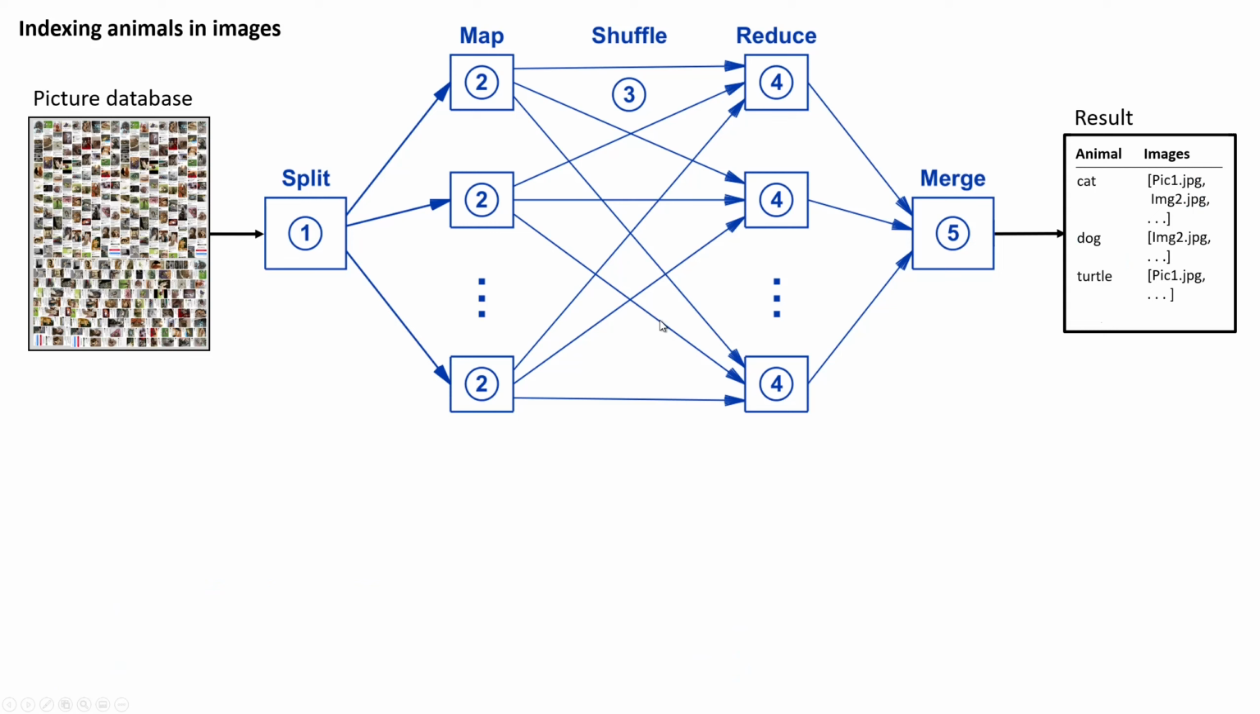And we can give many examples of applications that fit the MapReduce paradigm. So let's say that we want to index animals in images. We have a database of images, and we want to know for each animal which pictures that animal appears in. So in our result, we want to know for each animal, like cat, which pictures have cats. For dog, which pictures have dogs, and so on.